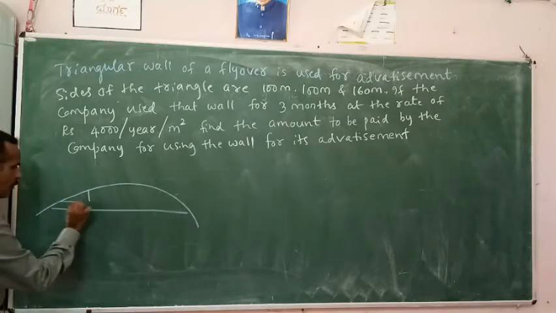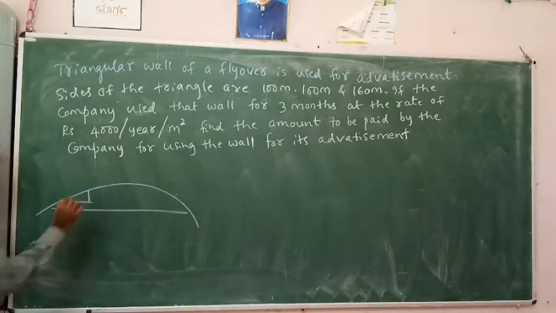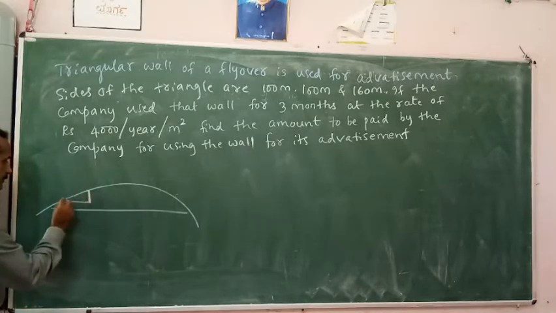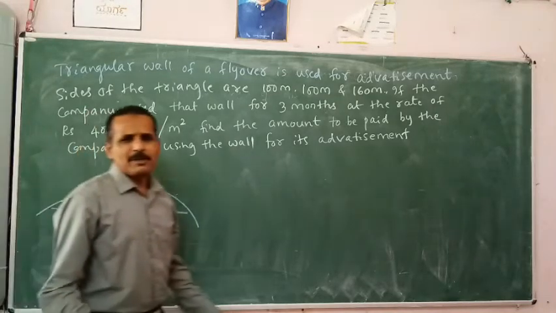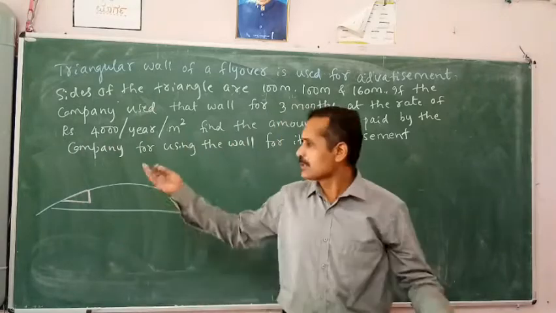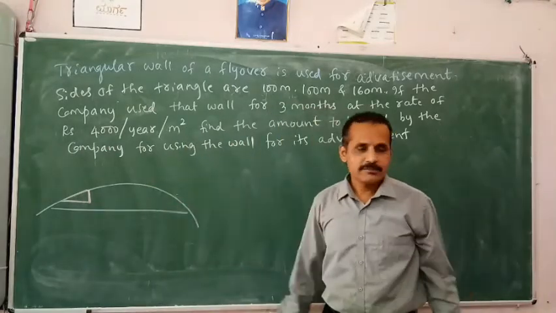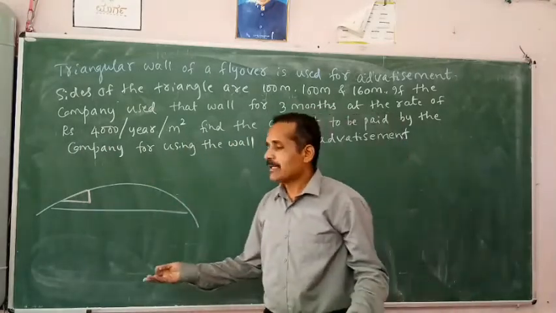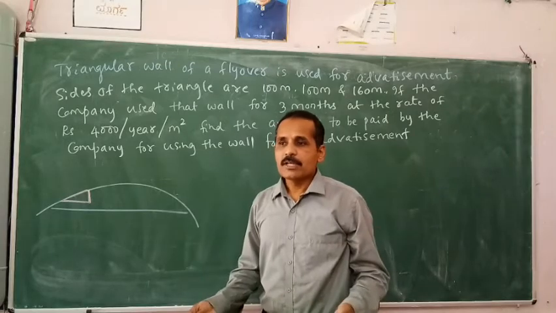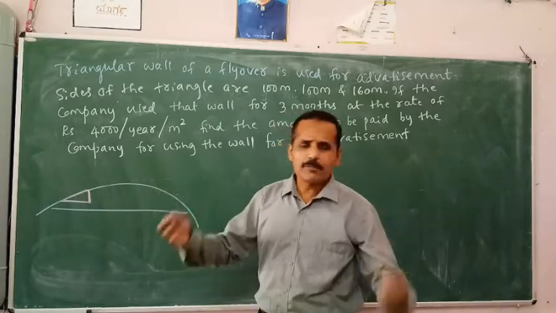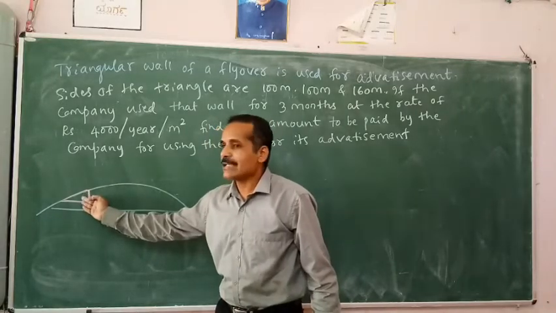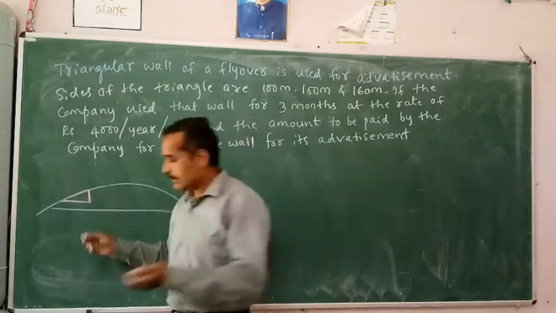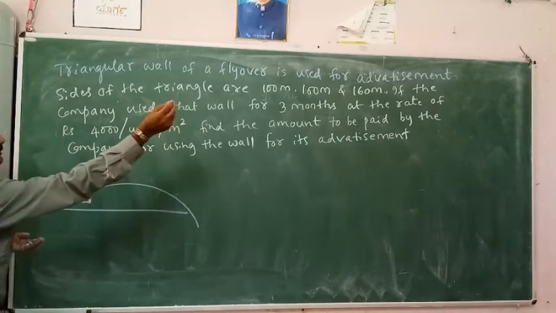This portion of the wall is used for advertisement. It may be some company has used this wall for its advertisement. Say it may be shoes, it may be any dress material. Some company has used so that more people are moving here. For that purpose, they have used that wall for the advertisement. Okay, the dimensions are given.